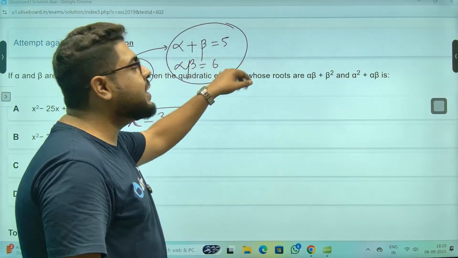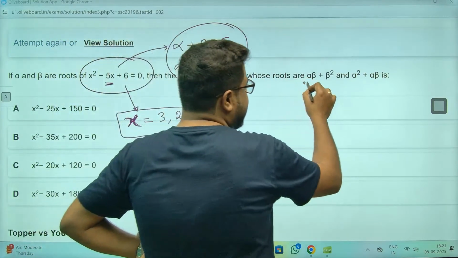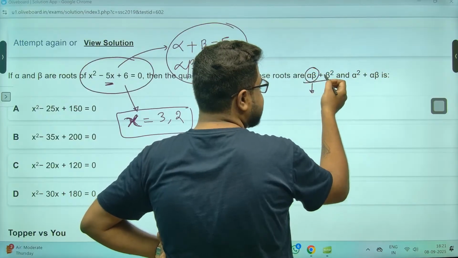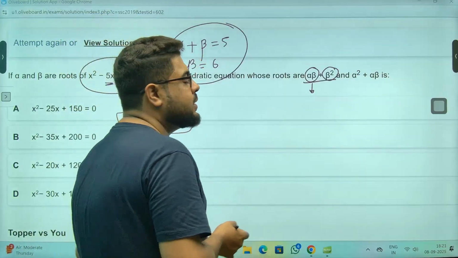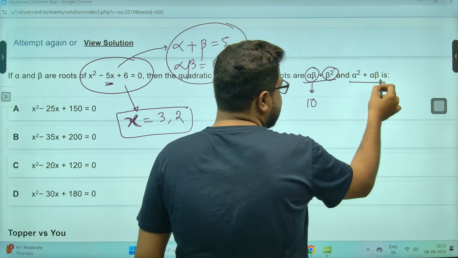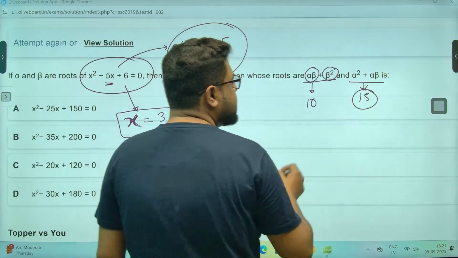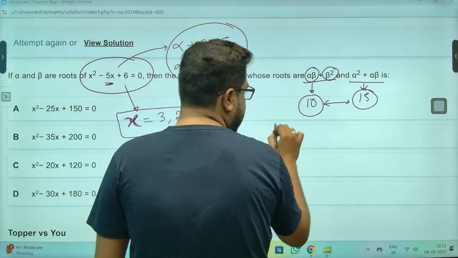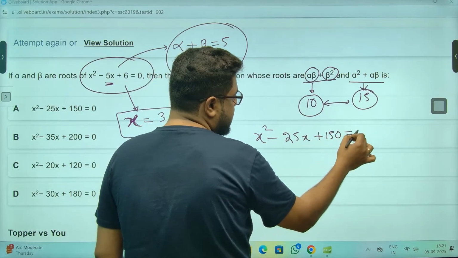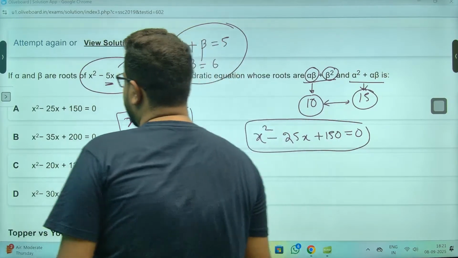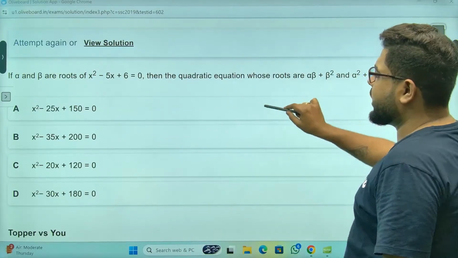Two numbers, sum is 5, multiplication is 6. Numbers are 3 and 2. Sir, one number, sir, 3 into 2, that is 6, plus 2 square. Right? 3 into 2 plus 2 square, 6 plus 4, that is 10. Another is, sir, like 3 square plus this, that is 15, sir. 9 plus 6. So 10 and 15, sir. So your equation will be x square minus 25x plus 150 is 0. Either you do this or check the options. Sir, first option mein hi baitha hai. Option A is most definitely your correct answer.